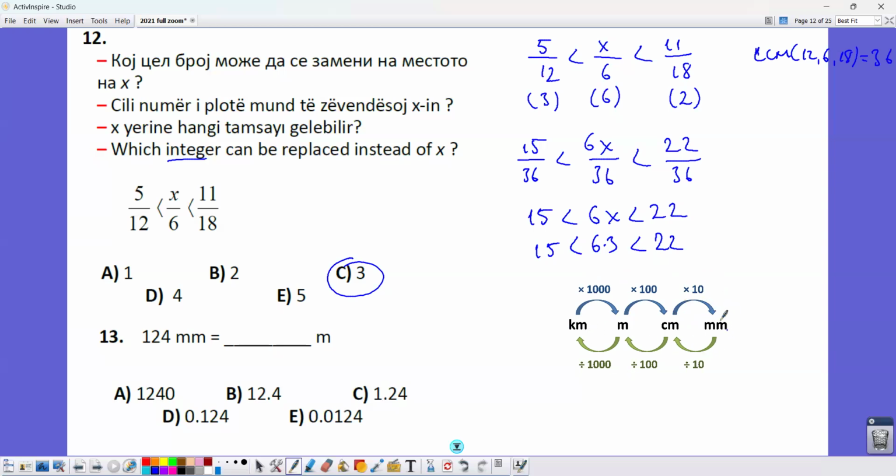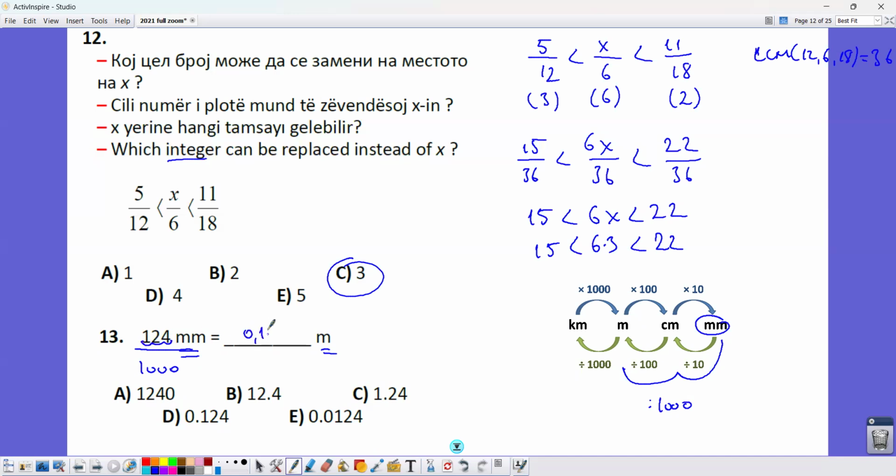If we are going backwards, from the smaller one to the bigger one, from millimeter to centimeter, we divide by 10. From centimeter to meter, we divide by 100. From meter to kilometer, we divide by 1,000. So what we have here is from millimeter to meter. I have 10 here, 100 here, which will be 1,000. So I need to divide by 1,000. When I divide by 1,000, 3 zeros, I go 3 places backwards, 1, 2, 3.